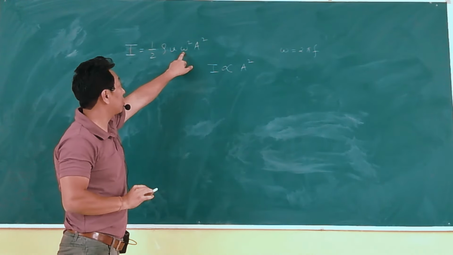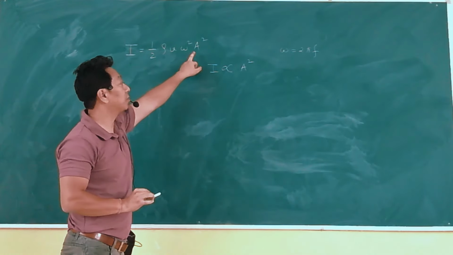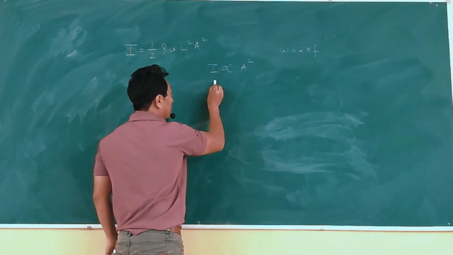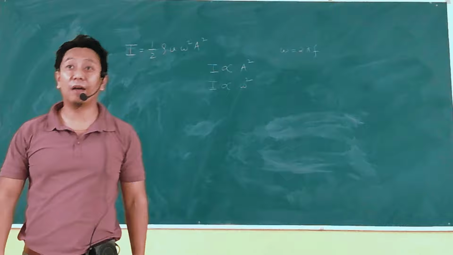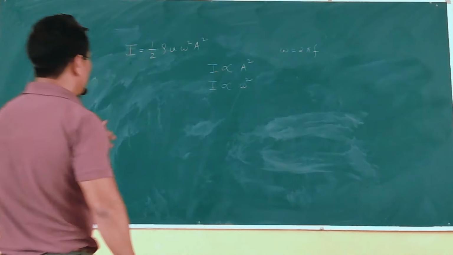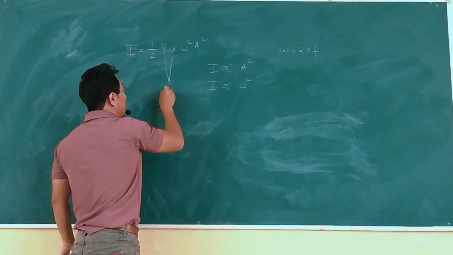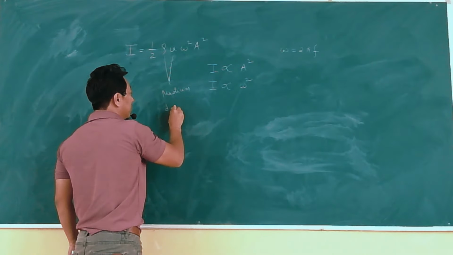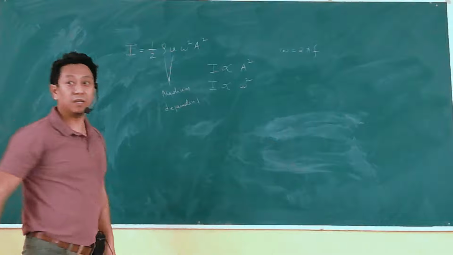Yes, if this is constant, this is constant, this is constant, then intensity is proportional to the square of amplitude. Otherwise, you have to also say intensity is proportional to the square of angular frequency. If what is constant now? Density and speed. Now these two are dependent on what? Medium dependent. If the medium is the same, these two will be the same.